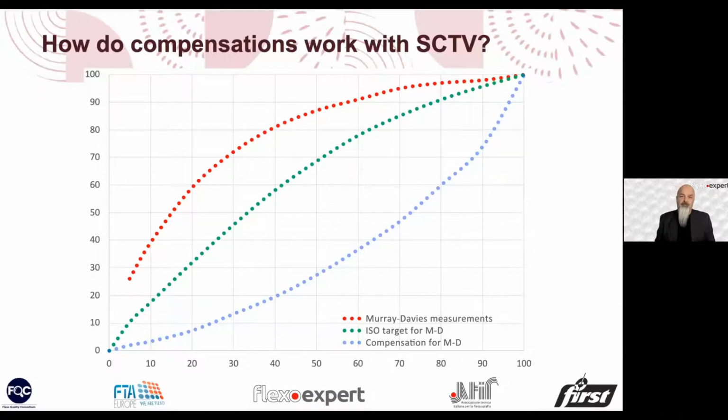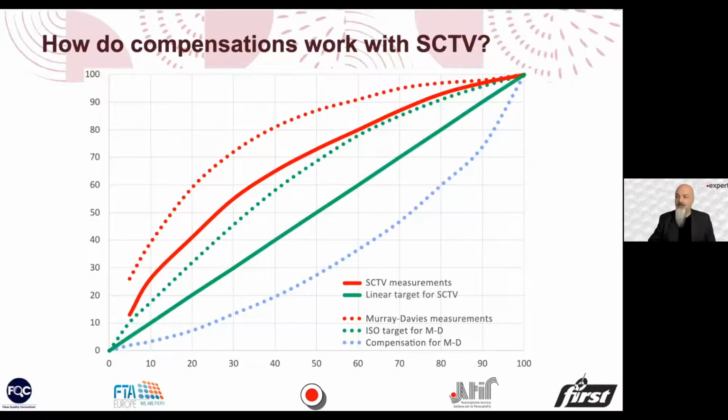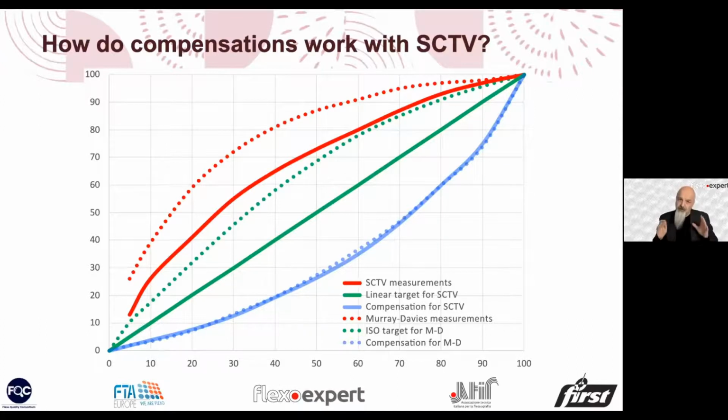With SCTV, of course, we get different measurements. So if I measure the same patches, this is the curve that comes from my SCTV measurement, okay? And our target is now linear. It's a straight line. And when we calculate our compensation, the difference might not be that much, okay? They are not exactly identical. Don't expect them to be identical because they cannot be identical. But they really cannot be very much different, okay? Anyway, once you embrace the SCTV method, it is definitely a good idea to review your curves.